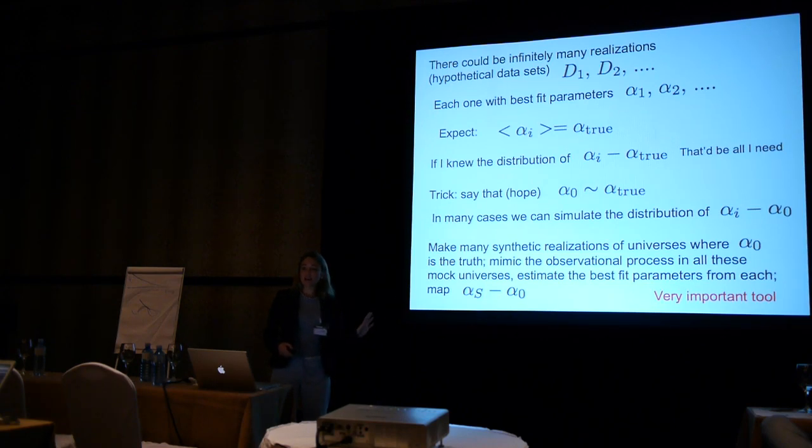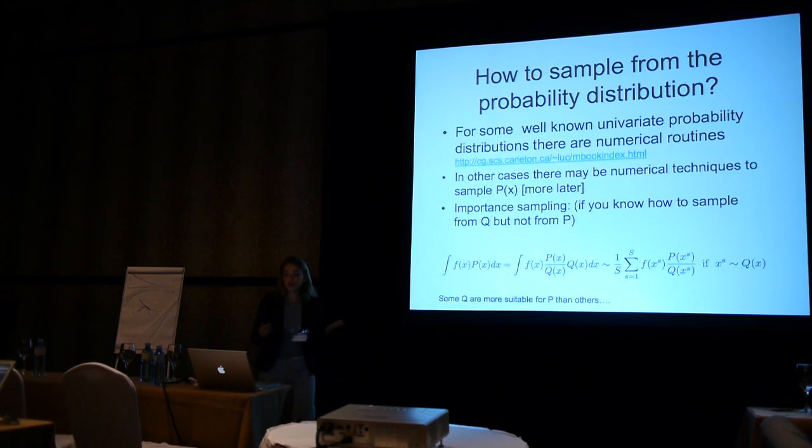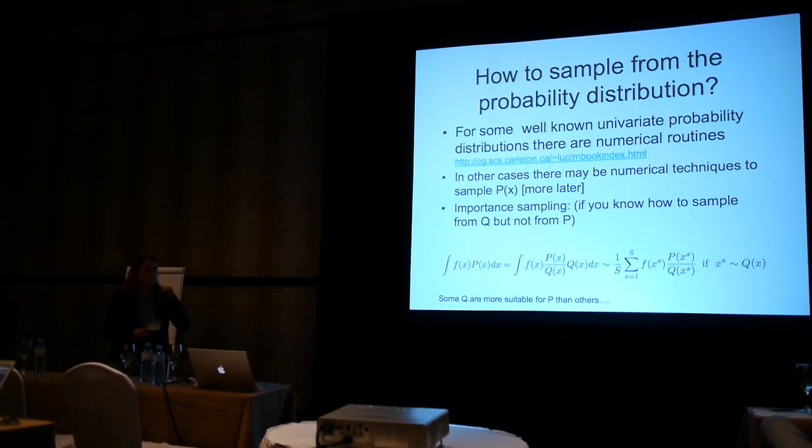Okay, so I made it sound easy, but there's another key point that we really need to understand. That is, remember that when you do Monte Carlo, the key is that your subsample needs to be a fair sample of the probability distribution you want to sample. So, how do you know how to do that? How do you sample from the probability distribution? So, if you know what the probability distribution is, for some well-known univariate probability distribution, there are numerical routines that you can go and use. In other cases, there may be numerical techniques that will allow you to sample P of X.